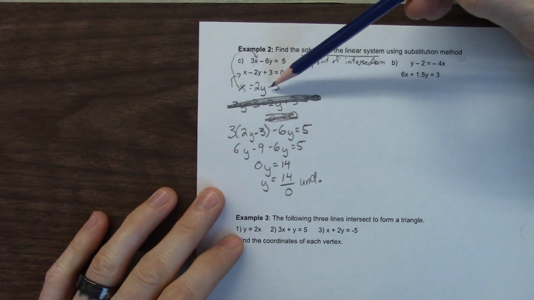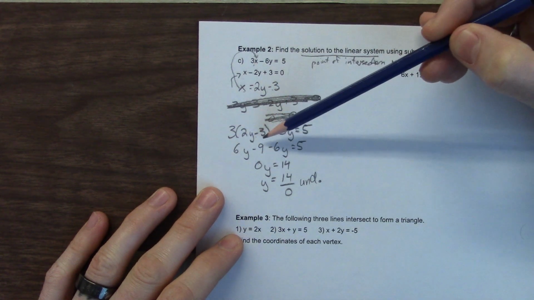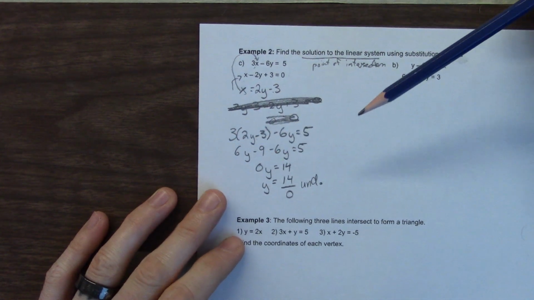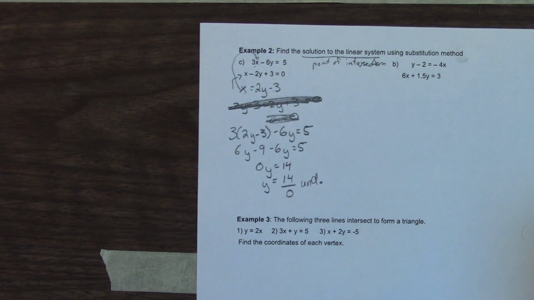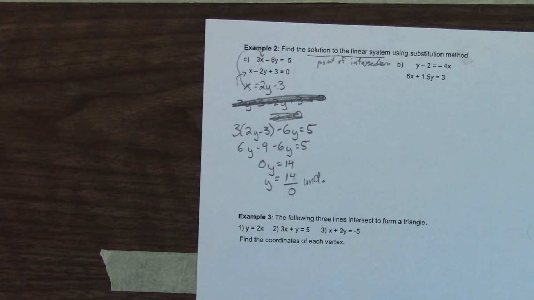x, 2y minus 3. Yep, that's right. 2y minus 3 minus 6y. Yeah, I did it right. So what does that mean? If y is undefined, x is undefined, because if I substitute y in for y in either of these, I'm going to get undefined. So what do you think that means about these two lines then?